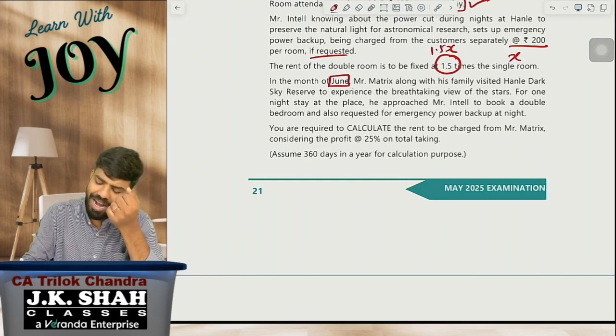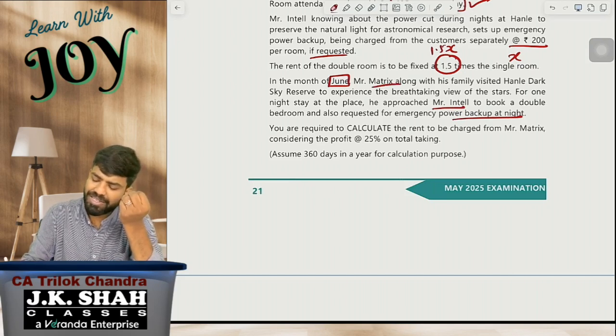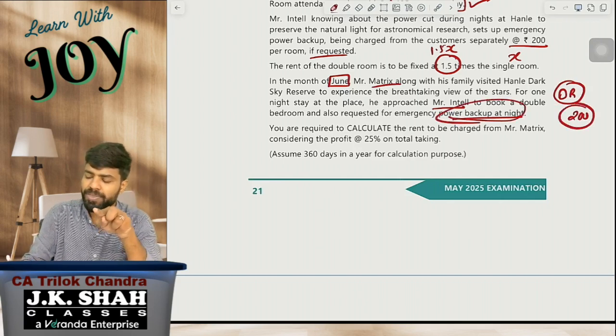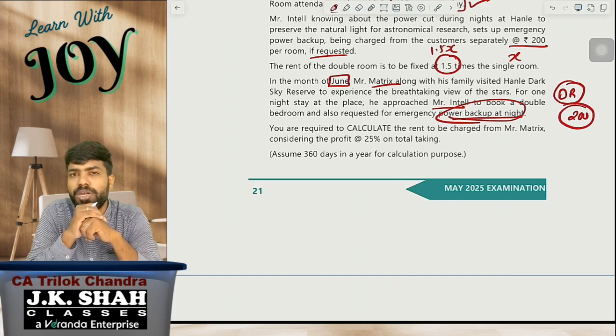Mr. Matrix, along with his family, visited Hanley Dark Sky Reserve to experience the breathtaking view of the stars. For a one night stay at the place, he approached Mr. Intel to book a double room and also requested the emergency power backup at night. So the customer name is Matrix. He is requesting the double room for one night with the emergency backup. If it is with emergency backup, 200 rupees extra.